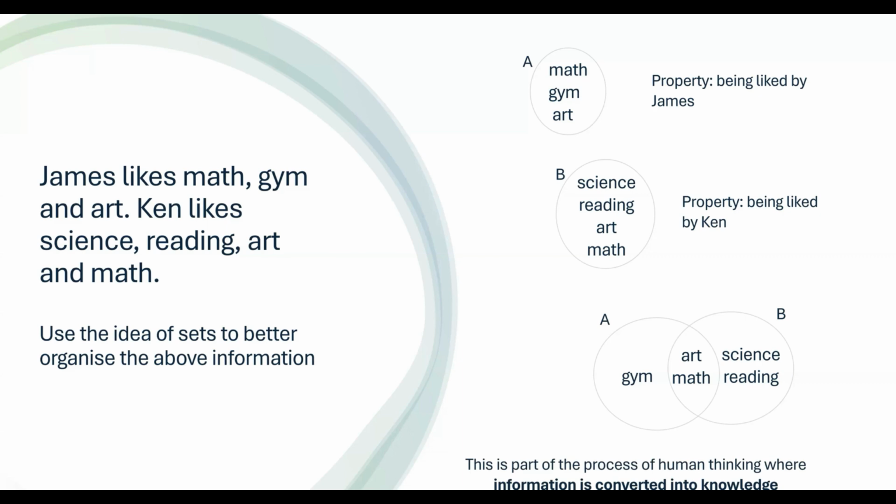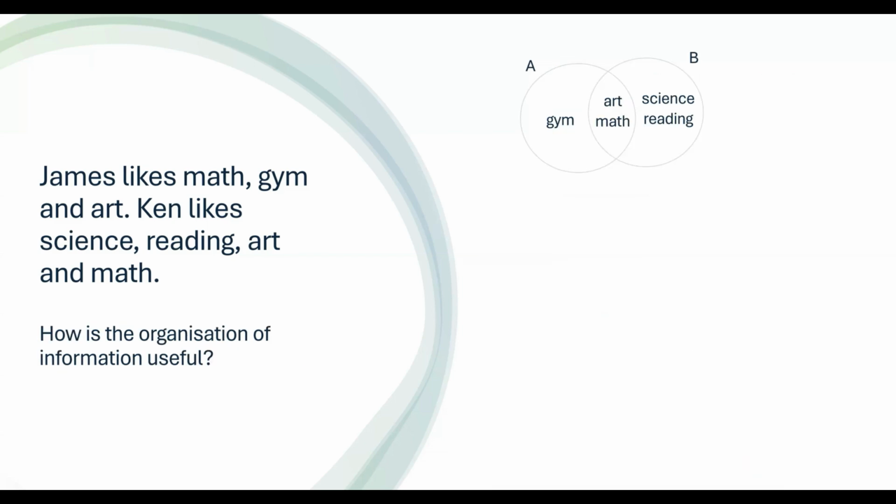Now, what actually happened here? This is a part of the process of human thinking where information is converted into knowledge. Now, this is really important. It's not that I'm trying to make a philosopher out of you, but this is what it is. And when you go to university, that's what they will be talking about, the conversion of information into knowledge. Okay, so how is the organization of information useful? From the example, you can see I have organized it into a Venn diagram. In this case, it's just two sets overlapping.